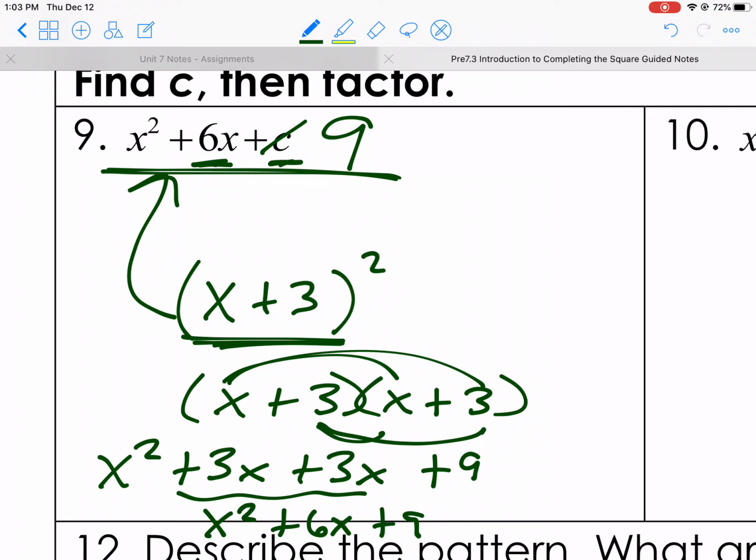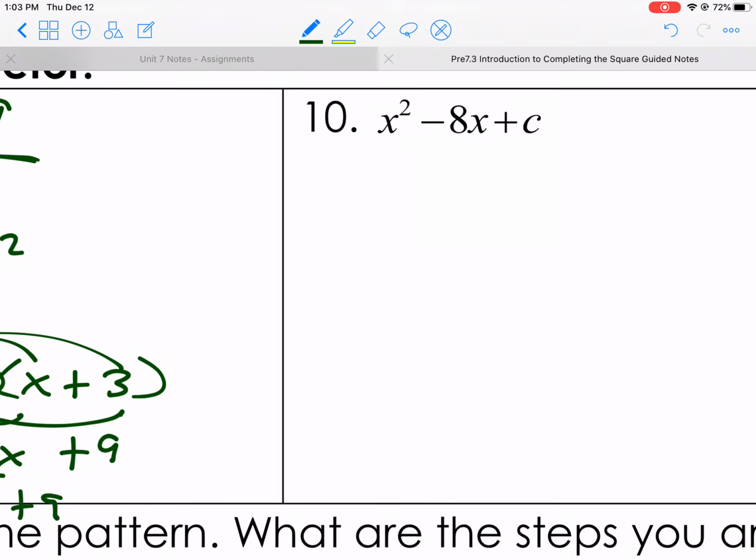So to find this number, I'm taking half of 6. That gives me 3. And then if I square 3, 3 times 3, then I get the final number, 9. Let's try it on the next one.